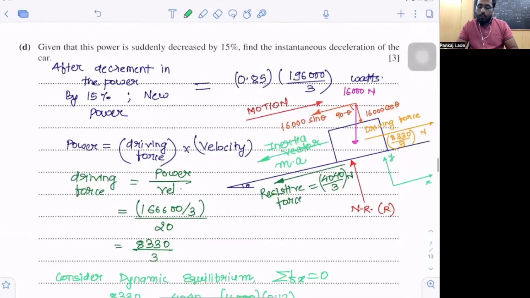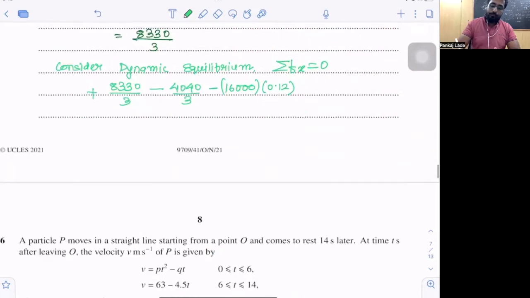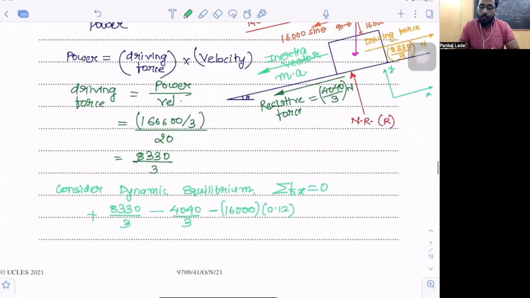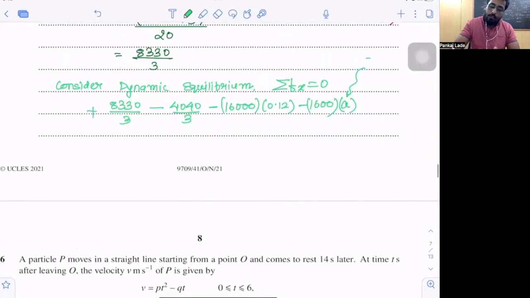What else is there? So total, how many forces are there? There was a weight force going down the plane, 16,000 sine theta. There was a resistive force going down the plane, 4040 divided by 3. There was the driving force going up the plane, 8330 divided by 3. And there is one more force which is called the inertia vector, given by mass into acceleration. Mass is 1600 kg into the acceleration which I'm trying to find. And going where? Down the plane, right? So minus of 1600 into the acceleration. This is what we want to find.